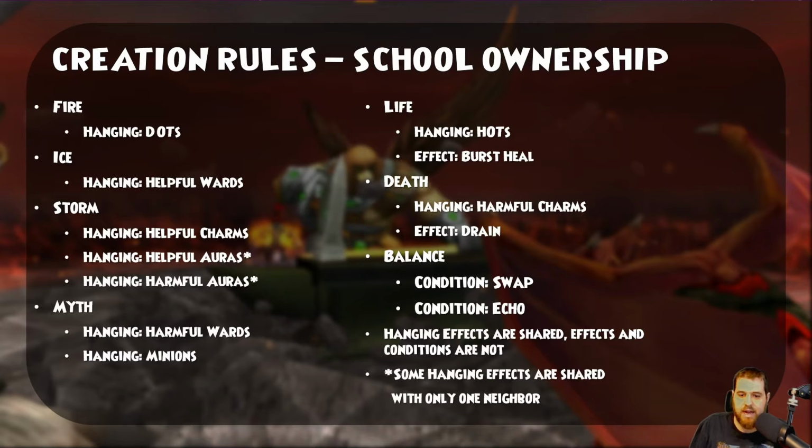So, last thing on this slide is some hanging effects are shared with only one neighbor. This only applies to Storm's auras right now, where helpful ones are shared with life, harmful ones with death. And some in the future might also have that kind of behavior. But right now, it's just those.